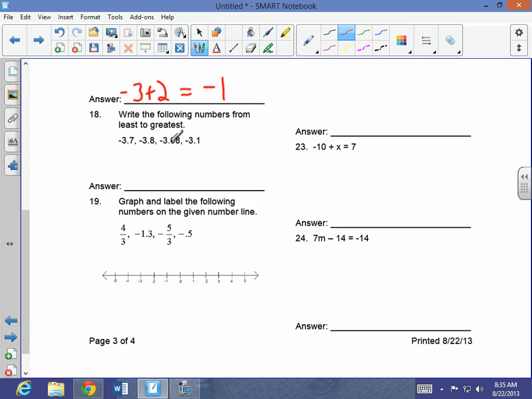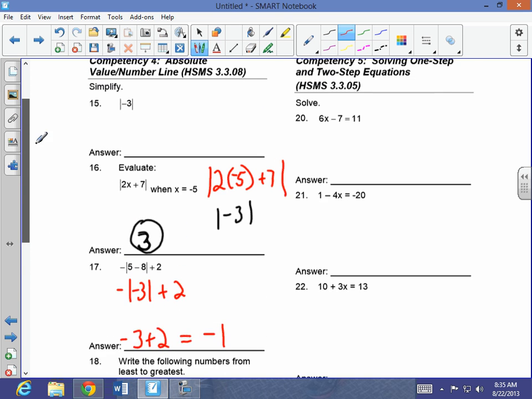I am not going to write the following numbers in order from least to greatest. If you can't do that, I'm sorry. I'm also not going to graph these on a number line. If you have problems with these two, you have got to come in and see me one-on-one.